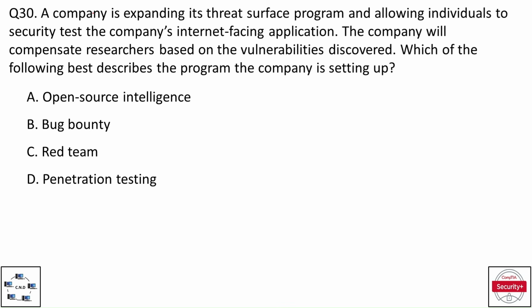Question number 30. A company is expanding its threat surface program and allowing individuals to security test the company's internet facing application. The company will compensate researchers based on the vulnerabilities discovered. Which of the following best describes the program the company is setting up? And the options are option A, open source intelligence, option B, bug bounty, option C, red team, and option D, penetration testing. And the correct option is option B, bug bounty program.